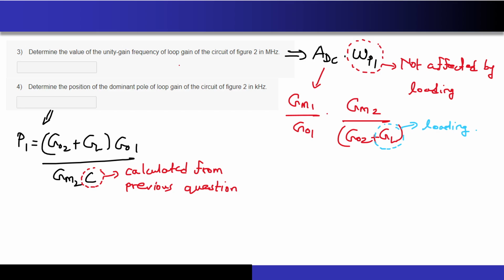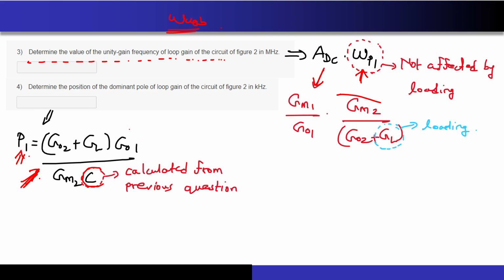Now they are asking us to determine the value of the unity gain, basically they are asking us to calculate omega UGB. Correct? We know how to calculate the omega UGB. The DC gain we already know, GM1 by GO1. Correct? What about this particular quantity, the value of the pole, the omega P1? The omega P1 is not at all affected. Remember what has happened to the P1 over here. Correct? So this particular P1, now what I was saying is, once you know the value of C, let's say you got the value of P1 from here.